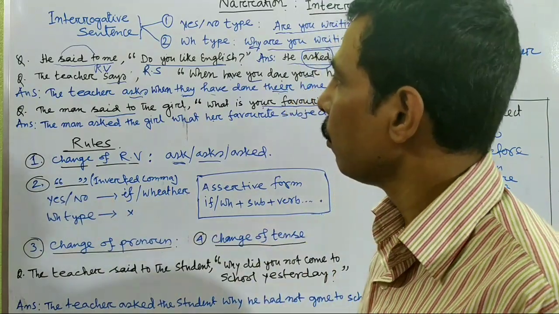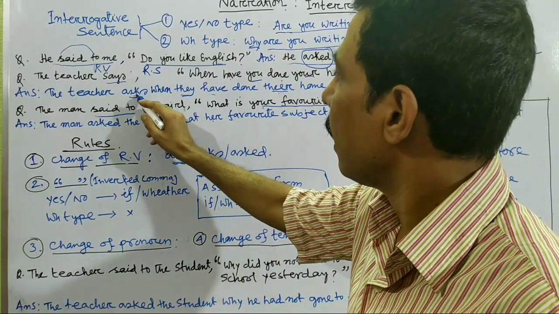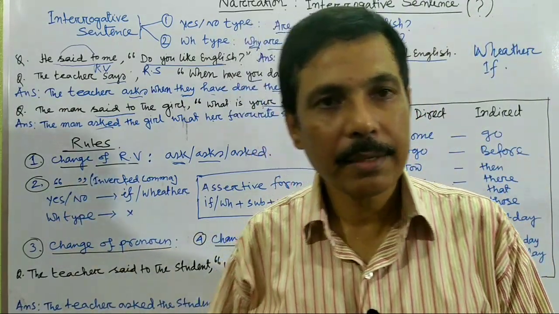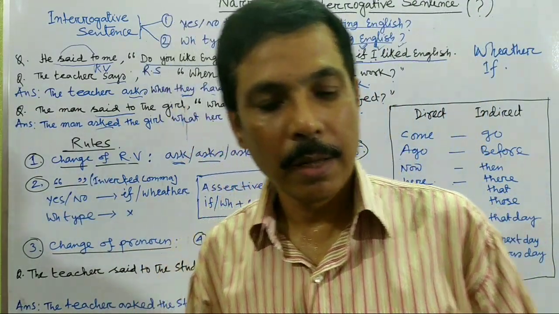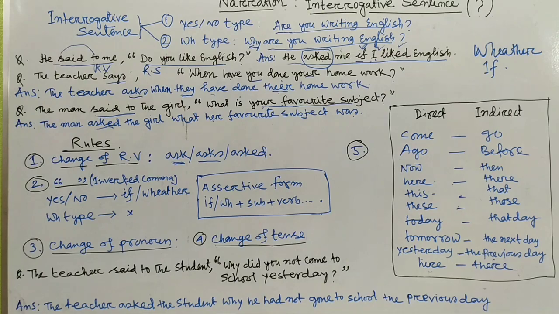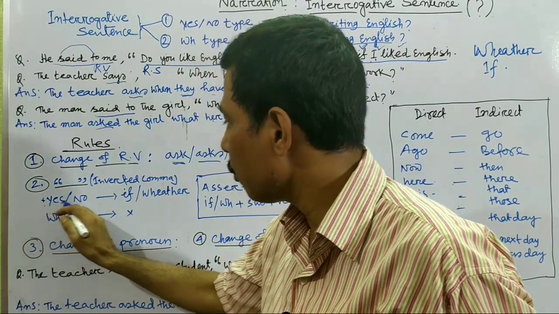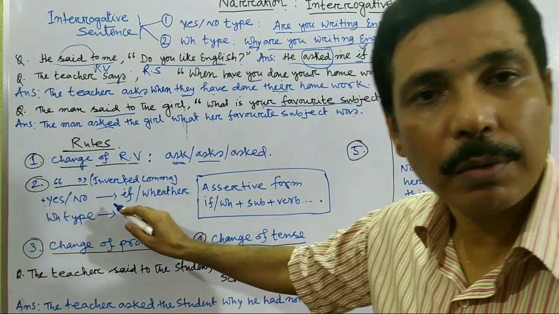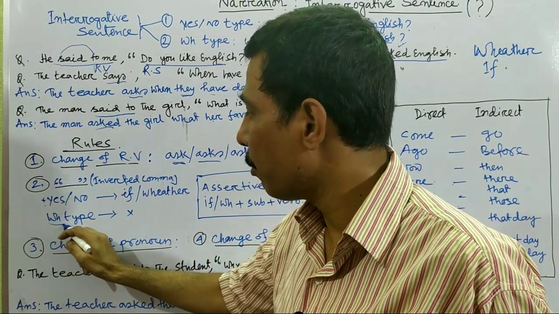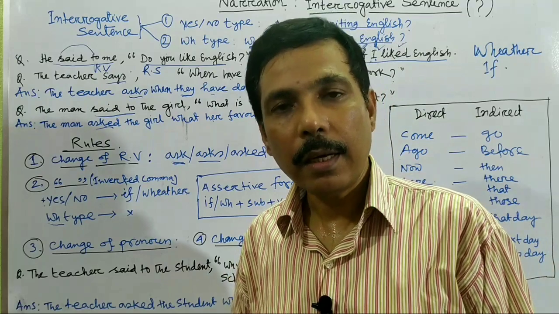Now the second change. Look here: "said to" changes into "asked", here "says" changes into "asks", here "said to" changes again into "asked". Now the inverted comma. In the assertive sentence, we use "that" in place of the inverted comma, but here you don't need to use "that". In place of the inverted comma, you only use "if" or "whether" in the yes-no type question. And if you find it's a WH type question, you don't need to put any other word. Just omit the inverted comma.